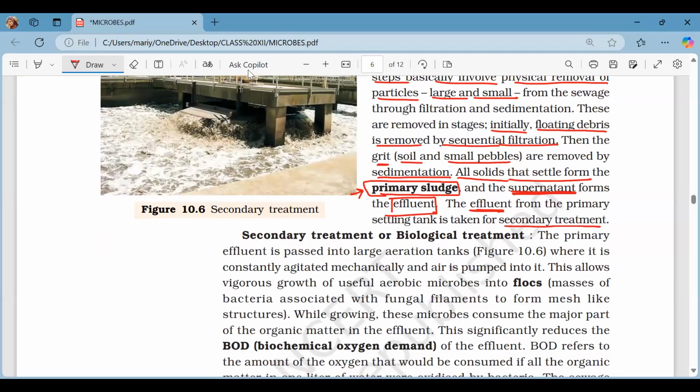Now, secondary treatment is called the biological treatment. Here, the effluent is sent into big tanks that have the ability to pump air into them. So they are sent into large aeration tanks. Here it is constantly agitated, mixed, so that air will be pumped into it. And why are we supplying air? So that the aerobic microbes can grow. These useful aerobic microbes grow into flocs, like a mass or a mesh-like structure.